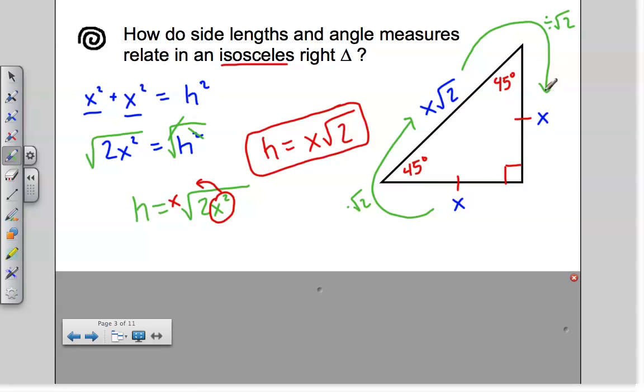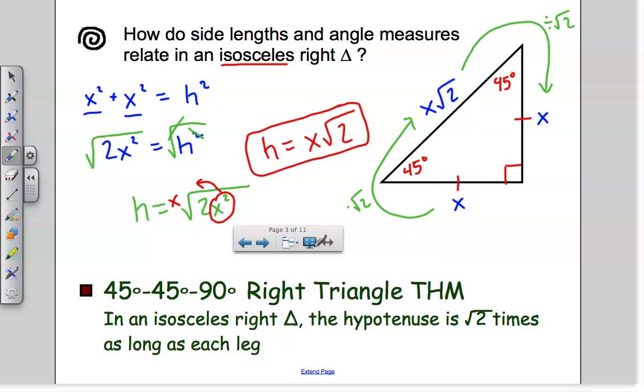And so on your summary sheet that you should have, you can jot this down. It's really nice. Either you have the legs or you have the hypotenuse, and you can find one or the other. If you have the legs, multiply by square root of 2 to get the hypotenuse, in a 45-45-90. If you have the hypotenuse, divide by square root of 2 to get back to the legs. I think the picture is probably enough info.